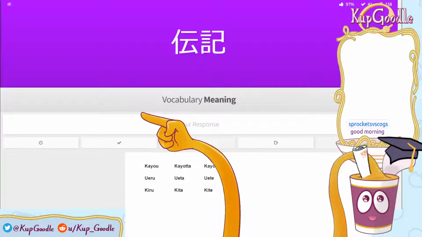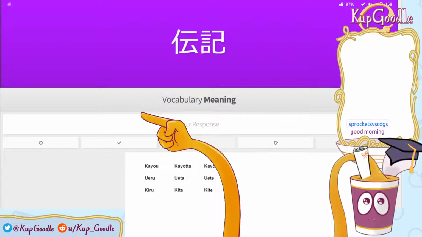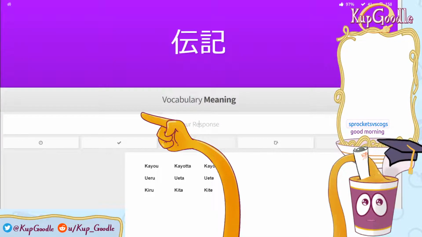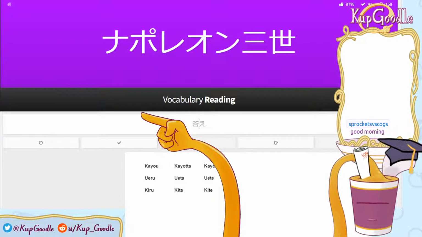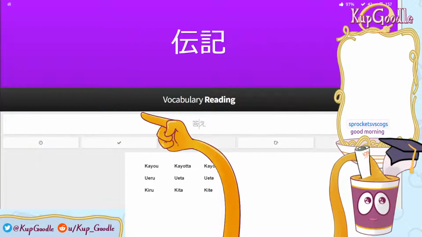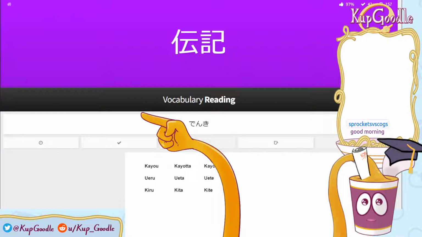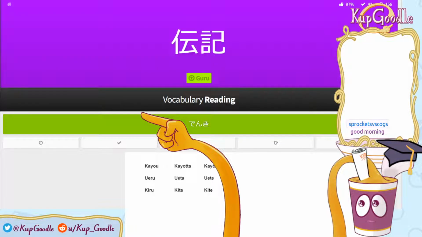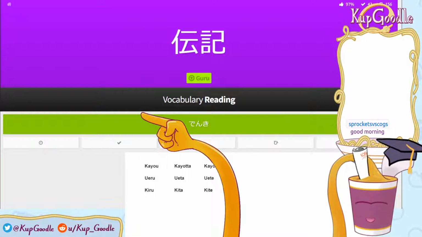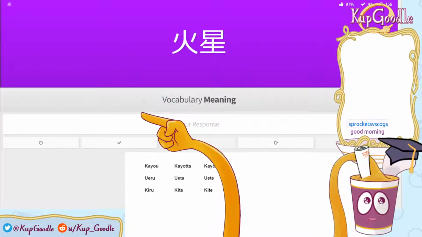Denki. Say and write down. Transmit and then write down is your biography, I believe. You are transmitting something to someone else and they are writing it down. So, it is your biography. Napoleon Sensei. Denki. Not to be confused with Denki, electricity. This is Denki, a biography. Very different words. Totally different kanji.